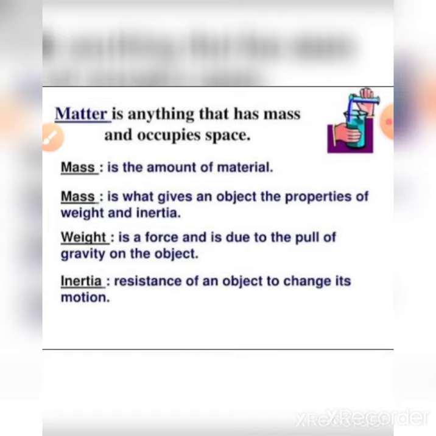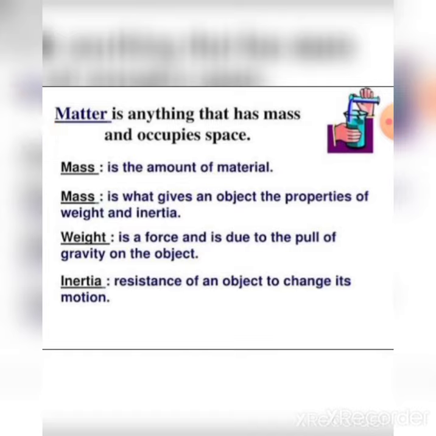So mass is not changing. The total number of particles present in the object is not changing. What is changing? The force attracting the mass or the substance. If the force is attracting the substance more, then you feel more weight. And if the force of gravity attracting the matter is minimum, then you feel less weight. But the total number of particles of matter is not changing, so the mass remains constant. If gravity is 0, then weight is 0, but mass remains constant.